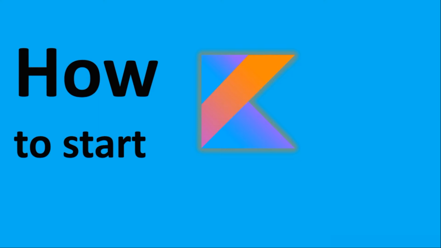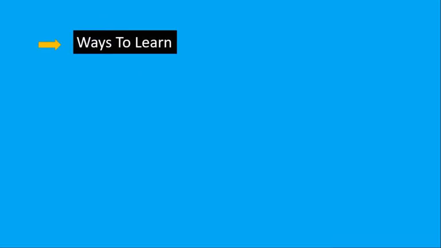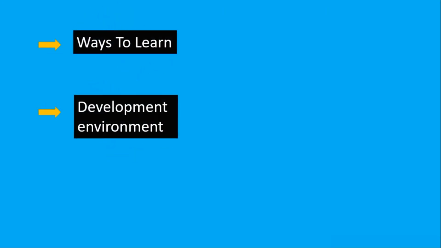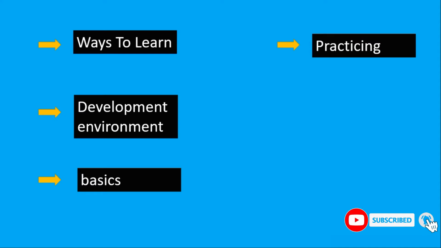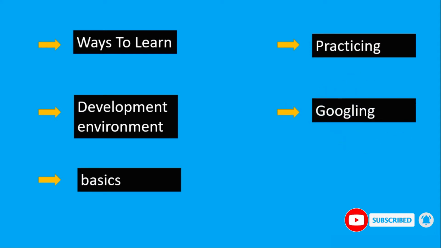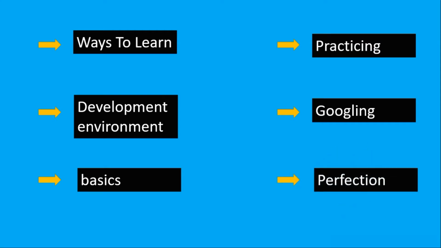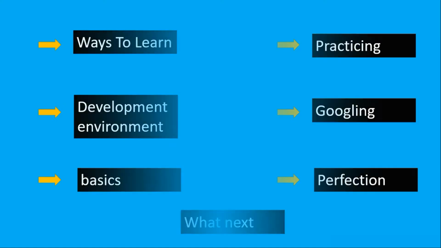Now let's see the complete Kotlin roadmap in a nutshell. This video will cover ways to learn. You have to understand the ways which you can use to learn Kotlin. Also, we will discuss the development environment, in which environment you will develop, and the basics of Kotlin. Also, we are going to speak about practicing, how you're going to practice your code, and Googling your errors and your code. Also, we are going to speak about perfection. And after that, we are going to speak about what's next after learning all of these things. So now, without further ado, let's get started.